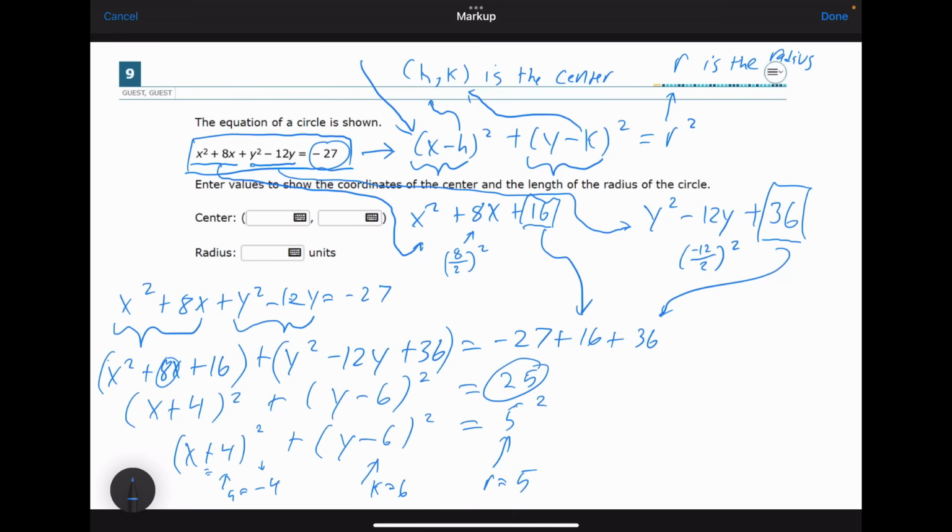So going back to the final answer, I have h is negative 4, which is the x value of the center. K is positive 6, and a radius of 5 units. And that is the final answer.